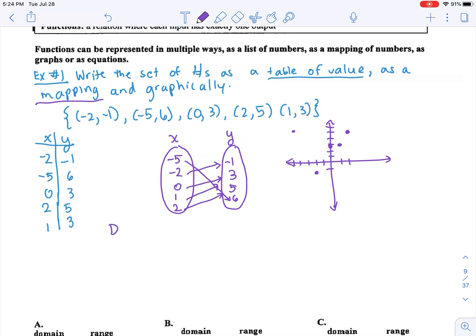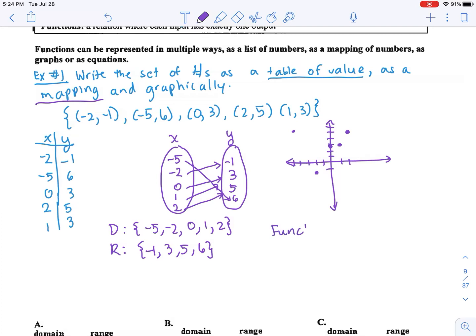Finally, your problems might ask you to list your domain and range. Your domain is your list of all your input values in increasing order. So I would take a look at your mapping. It has all the x values increasing from -5 to 2. And then your range would be -1, 3, 5, and 6. Again, you wouldn't repeat. If there are repeating values like there were on the y's, you wouldn't list them out. So -1, 3, 5, 6.